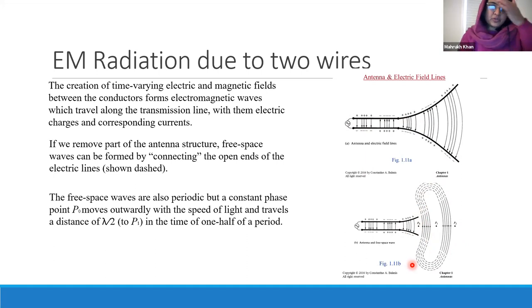Free space waves are also periodic, but at a constant phase, they are moving outwardly with the speed of light. So EM waves move with the speed of light, and they are trying to move their wavefront. Because there are two waves, electric waves and magnetic waves, we are talking about their energy moving forward, the combination of these waves moving forward. We will talk about that as well. We call this the Poynting vector. But that's how they are moving.